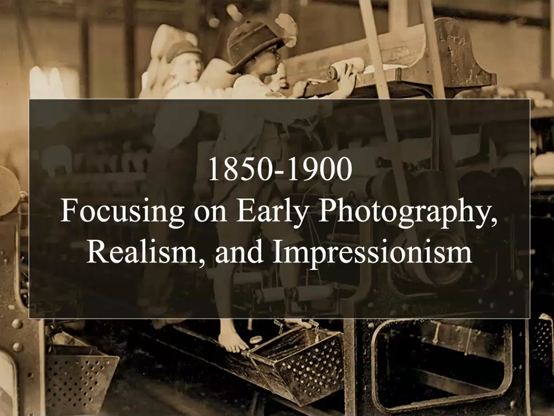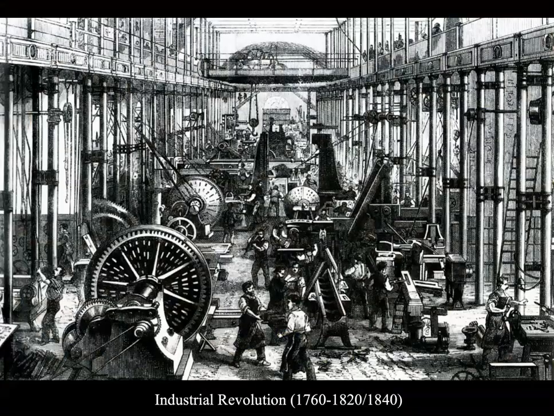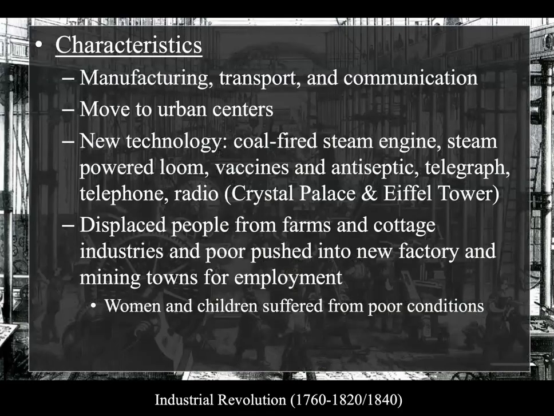So in looking at this period, we're really starting with the Industrial Revolution, this big historic moment for Europe and the world as a whole. Characteristics of the Industrial Revolution include manufacturing, transport, and communication, the move to urban centers, and new technology like the coal-fired steam engine, steam-powered loom, vaccines and antiseptic, telegraph, telephone, and radio. We're also going to talk about the Crystal Palace and Eiffel Tower shortly.